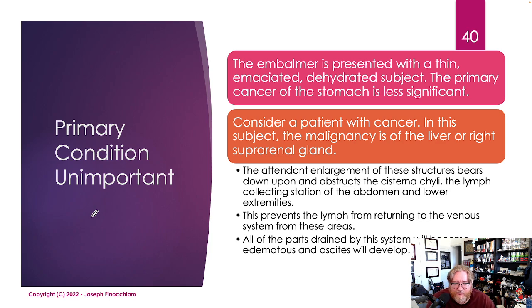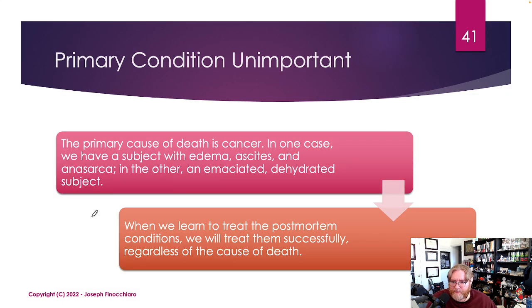The enlargement of these structures bears down upon and obstructs the cisterna chyli, the lymph collecting station of the abdomen and lower extremities. This prevents the lymph from returning to the venous system from these areas. All of the parts drained by the system will become edematous and ascites will develop. So you treat the ascites. How do you treat the ascites? There are ways you can do that, either a co-injection for edema, or you inject a stronger solution intending that the secondary dilution will be stronger. You can wick, you can channel. There are things that you can do.